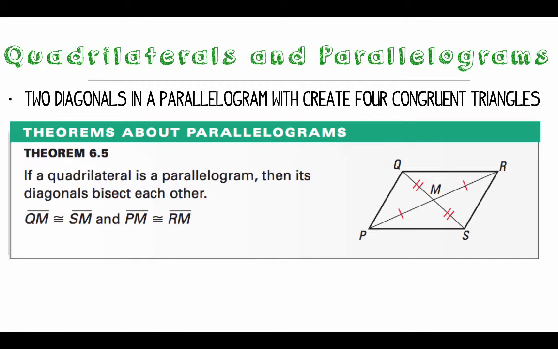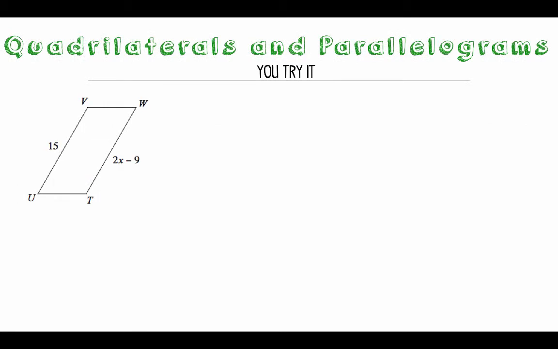Last but not least is our theorem about our diagonals that bisect. So when we have diagonals that bisect, we automatically know, because of the word bisect, that they're going to be congruent to each other. So we know QM is going to be congruent to SM, and MR is going to be congruent to PM. And we know that to be true in parallelograms, and that will assist us in solving a few of these equations, which I want you guys to try.